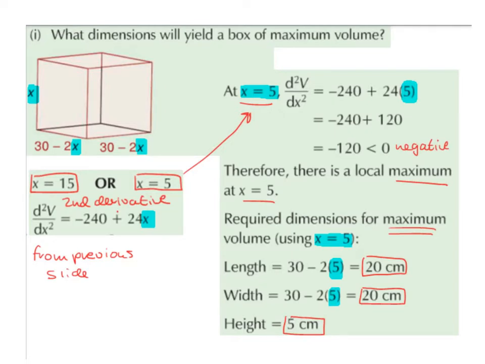If the question had not asked for maximum volume, if the question had asked for minimum volume, then instead of subbing 5 in place of the x, we would be subbing in 15 in place of the x. So it would have worked out to be 30 minus 2 times 15, and 2 times 15 is 30, so 30 minus 30 is 0, so we would have had a length of 0. The same for the width, we would have had a width of 0, because we would have swapped this for 15, and then the height would have been 15. But obviously you couldn't actually construct a cuboid with a length and a width of 0.